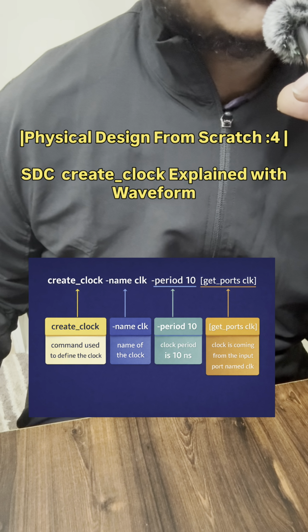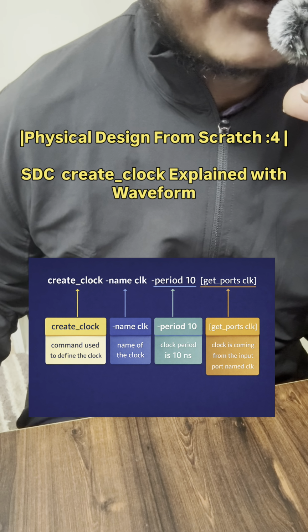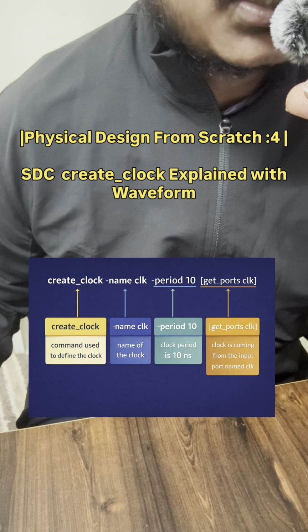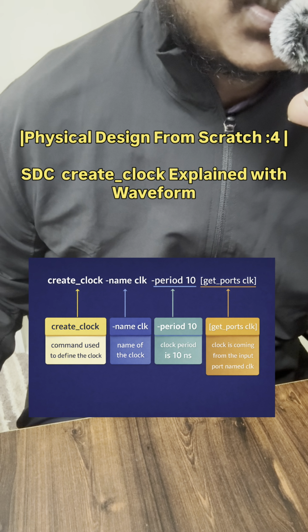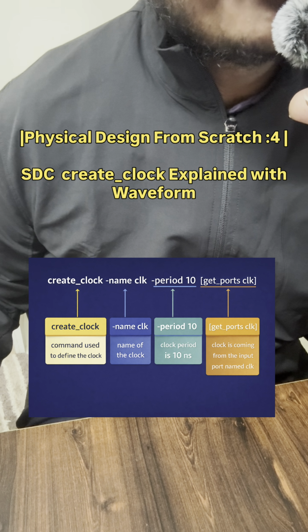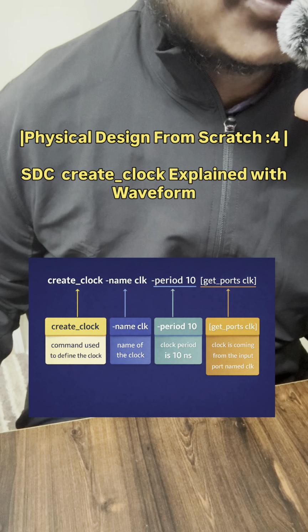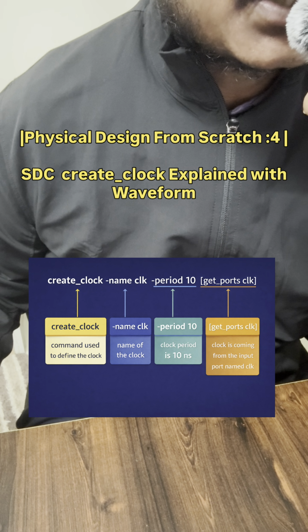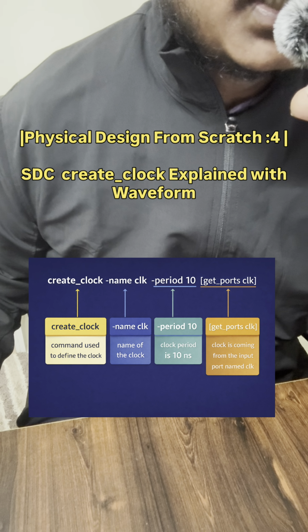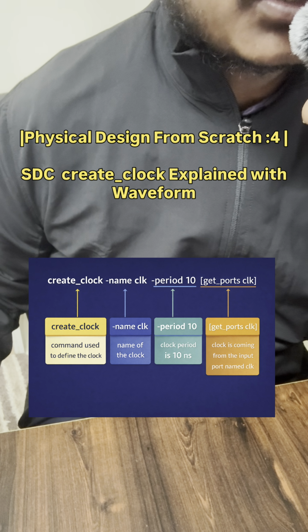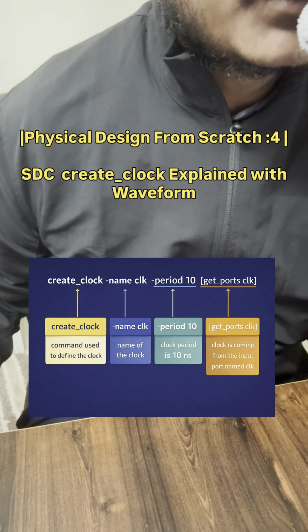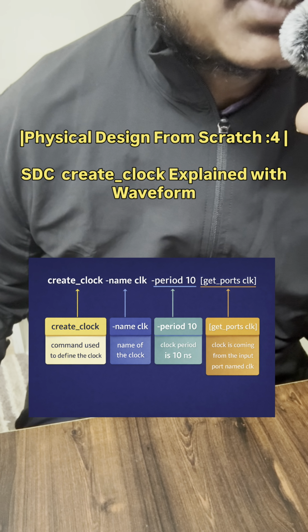The basic syntax of the clock is create_clock, hyphen name for the name of the clock, hyphen period, and get_ports for the clock port. Here the create_clock command is used to define the clock, hyphen name gives the name of the clock, hyphen period is the clock period, how much the clock period will be, and get_ports CLK is the clock port, which is where the clock is coming from. Okay.